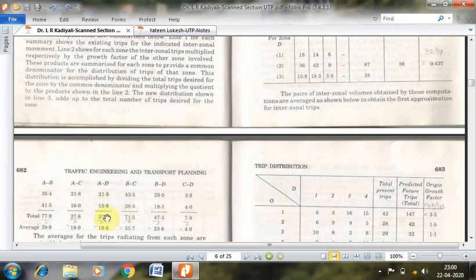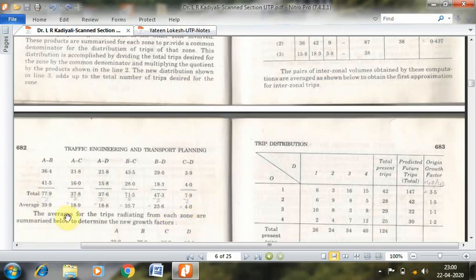So once all these contents are being entered, I'll do the summation of these elements for each of these categories. So summation of capital T's from A to B and from B to A is 77.9. Similarly, summation of these is 37.8 and so on. So once these totals are obtained, I will have to find the average of these numbers.